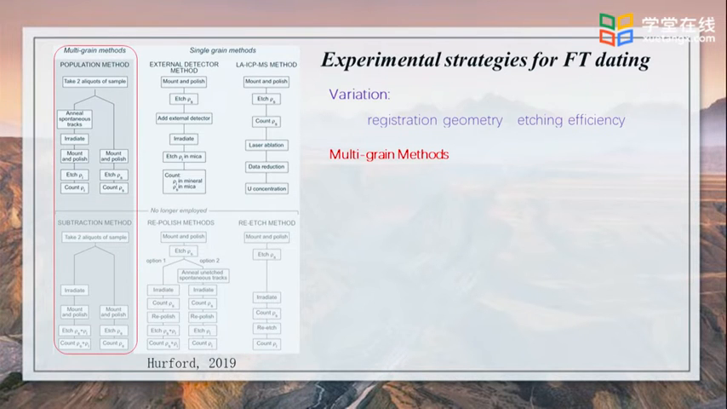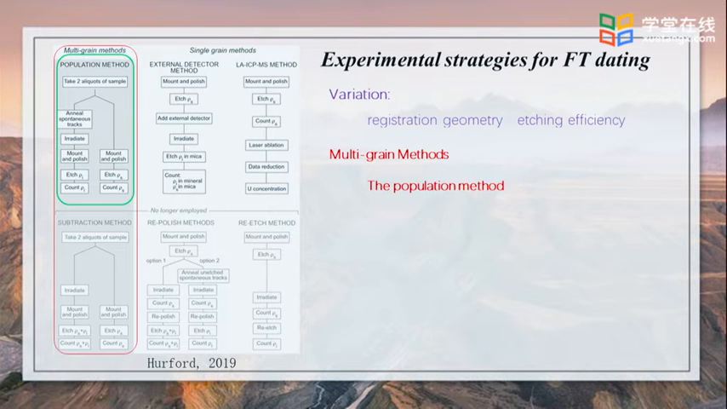The multi-grain methods use separate sample aliquots to determine spontaneous and induced tracks. The track counts from each bin are summed over the total grains counted. Typically, areas, usually of equal size, are measured in 100 grains for each track count. The multi-grain methods include the population method and the subtraction method.